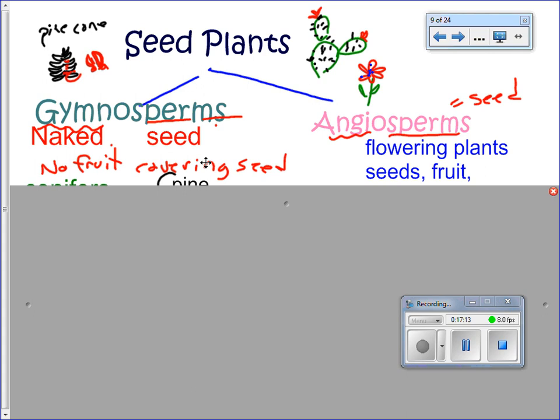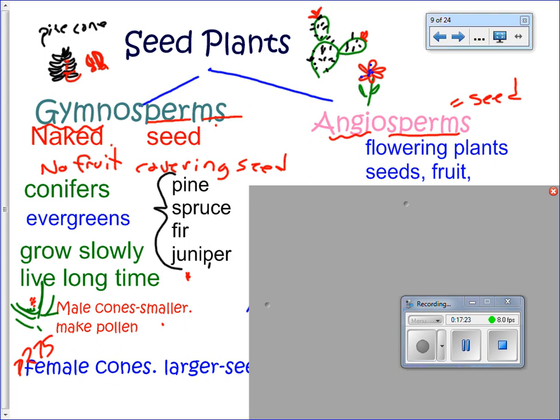The textbook goes into a bunch of other much more obscure types of conifers. Don't worry about those. You don't have to know those. I want you to know the major types that we see in everyday life here in Colorado. So conifers, or the cone-bearing plants, like pine trees, spruce trees, fir trees, juniper, all of the evergreens, grow very slowly. They live a very long time.